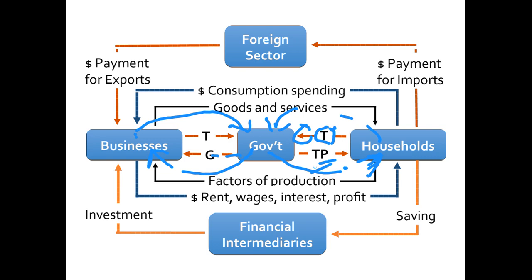So see, taxes are leakages. Why? Because they are out of the system. The system is household and business sectors only. And transfer payments and government expenditures are injections because these two amounts of money are actually going back into this system. Okay.